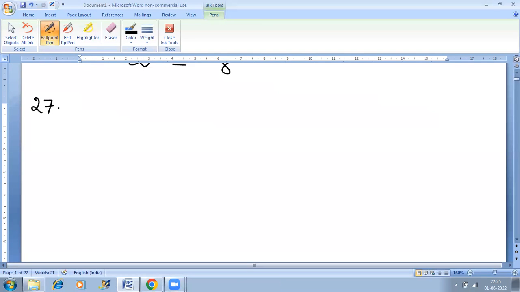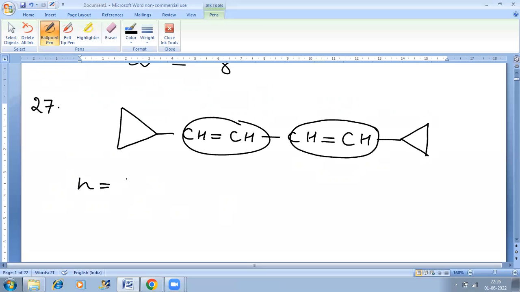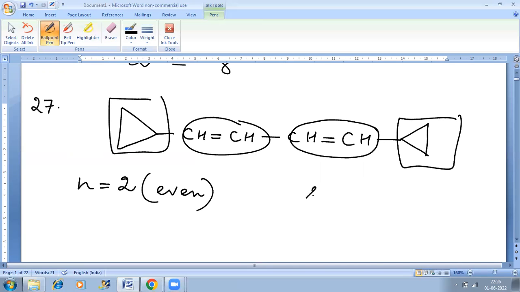27th question. Again, we have been asked to find out the total number of geometrical isomers. This is the molecule shown. Now, this is one system showing GI, this is another system showing GI. So the value of n is equal to 2. It's an even number. Now, see, this portion is same as this portion, which means the molecule is symmetric.